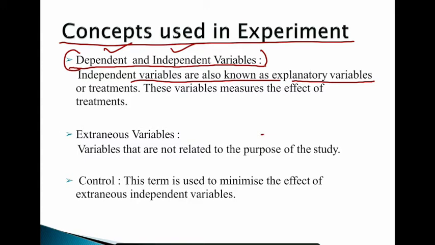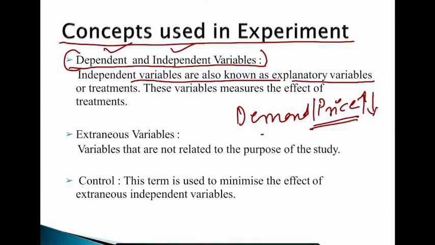As we always say, take a common example of demand and price, which is very easy to understand. We see what depends on what. If you change the price, if the price goes up or goes down, definitely it produces an effect on the demand. So this set of variables usually we have within our research, and we put them into the category of dependent and independent variables.